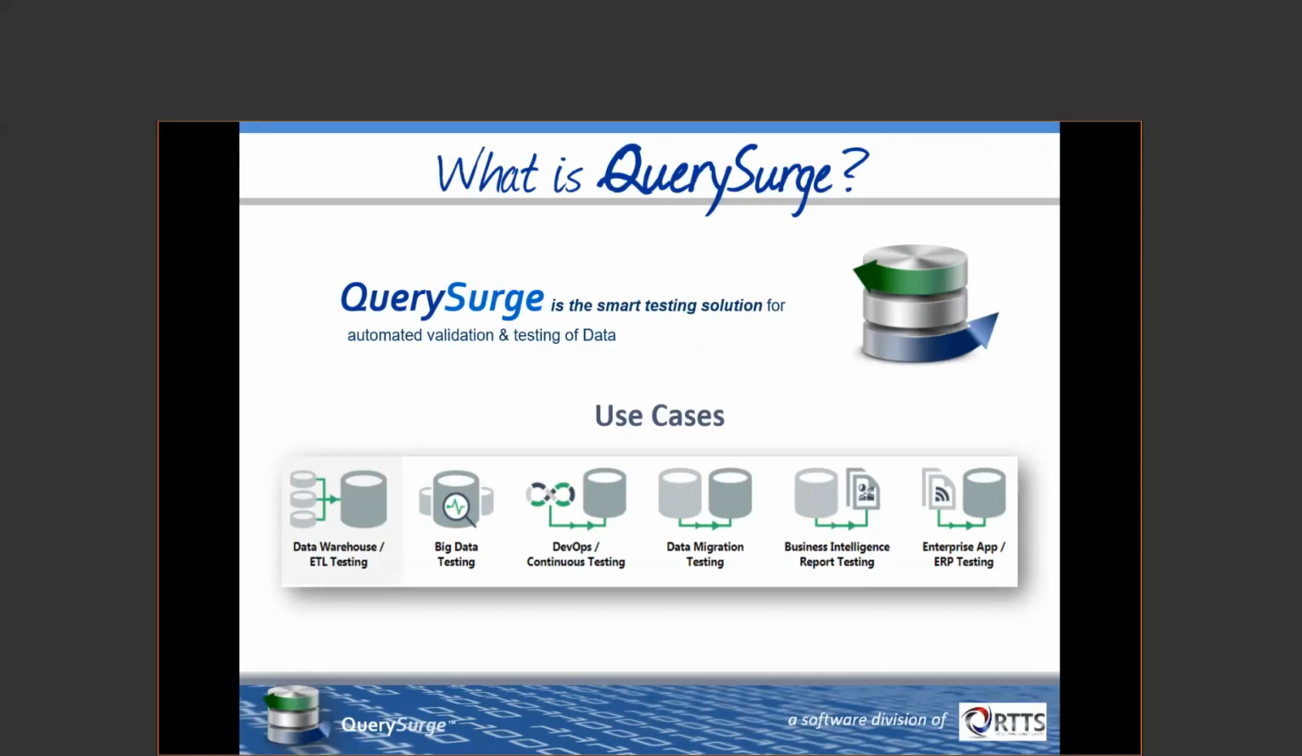We have specific drivers used to test BI reports where we can capture data from the various visualizations that you'll see in a report and can compare that data to other reports or graphs or other systems. And then lastly, enterprise app ERP testing. If you have many different data feeds coming into your ERP solution and want to verify that that information is coming in correctly, QuerySurge can be used to validate that as well.